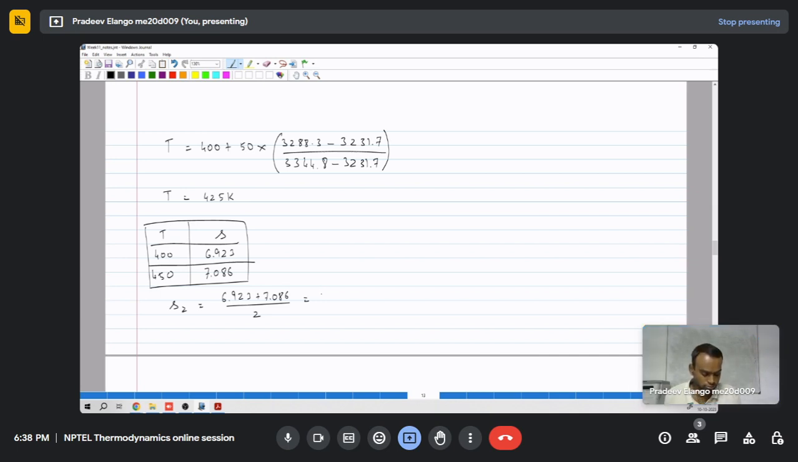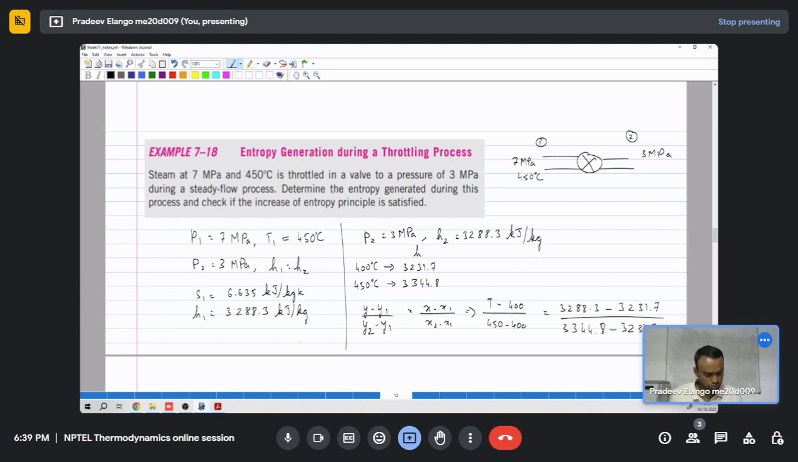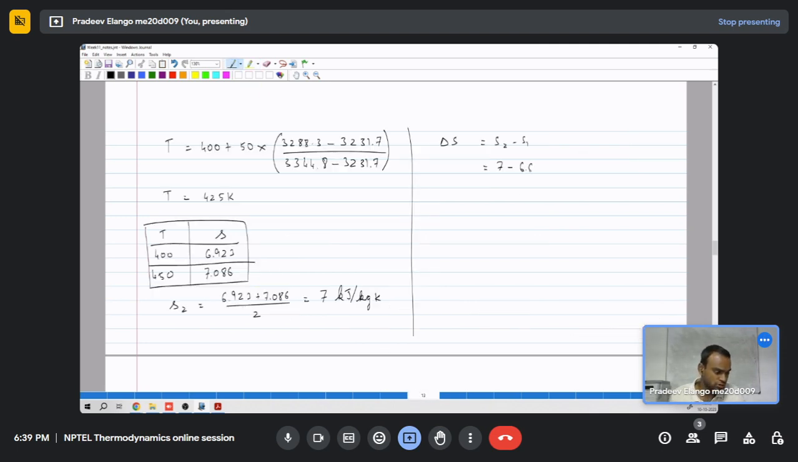It's coming out 7 kilojoule per kg Kelvin. So this is S2. So change in entropy is S2 minus S1. This is around 7 minus S1, which is here 6.635. So we have 6.635, so we will find this.